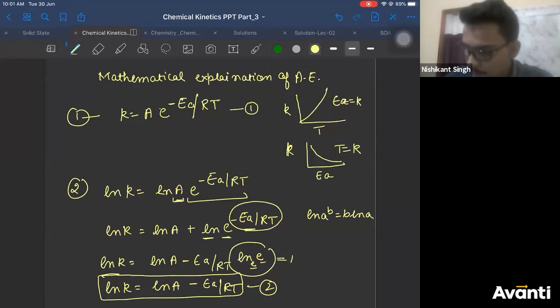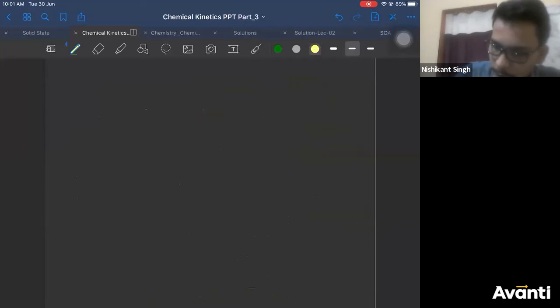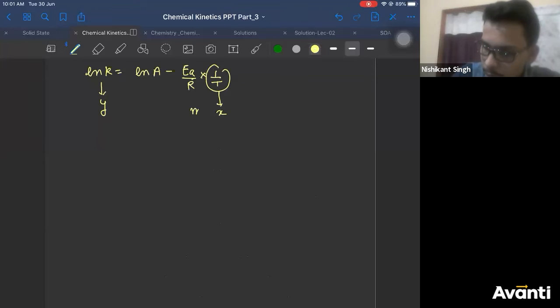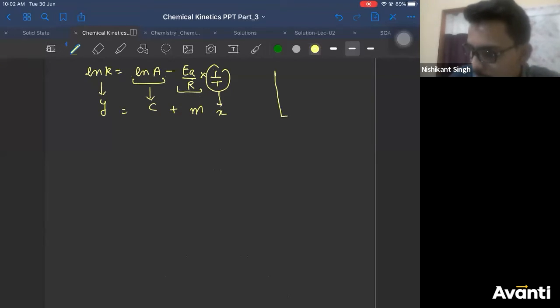You can write it in terms of log also. Let us write it over here: ln k is equal to ln A minus Ea by RT. Right? If I plot this graph, let us plot ln k on the y-axis and write it like this, Ea by R into 1 by T. Let us plot 1 by T on the x-axis. Then your slope becomes minus Ea by R, and your intercept becomes ln A.